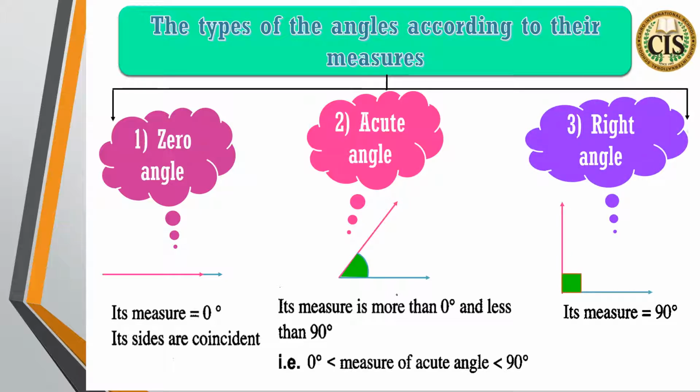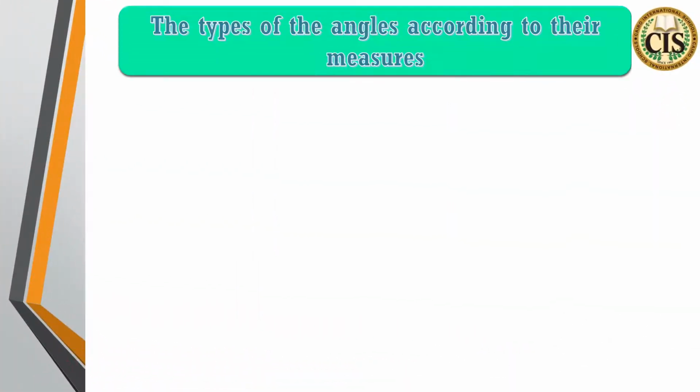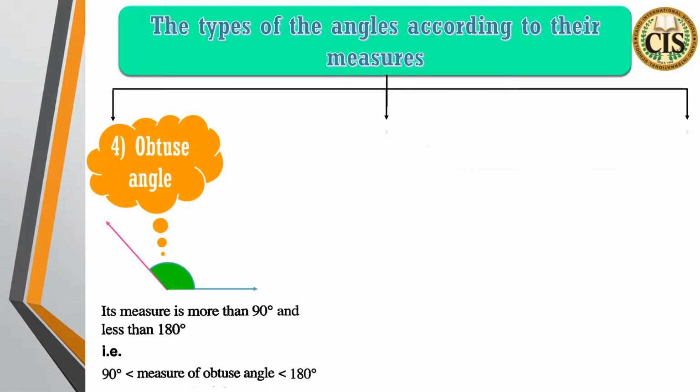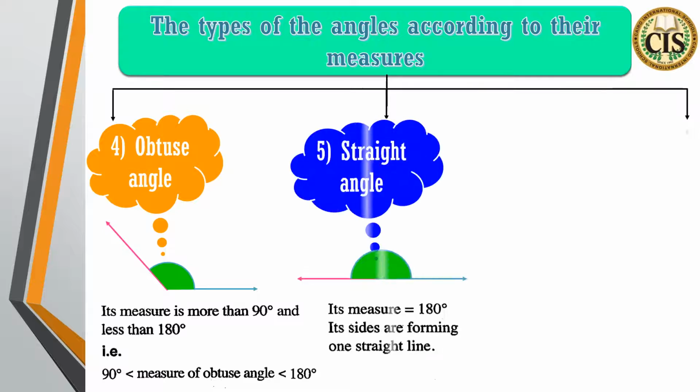Number 3, the right angle. Its measure equals 90 degrees. Number 4, obtuse angle. Its measure is more than 90 degrees and less than 180 degrees. And we can write it as the measure of an obtuse angle is more than 90 degrees and less than 180 degrees. Number 5, straight angle. Its measure equals 180 degrees. Its sides form one straight line.